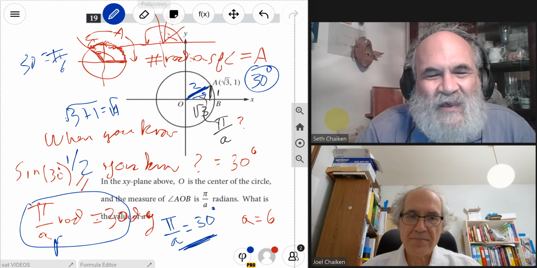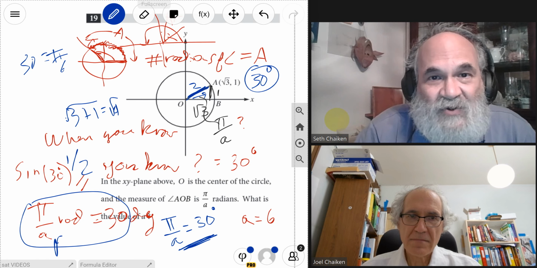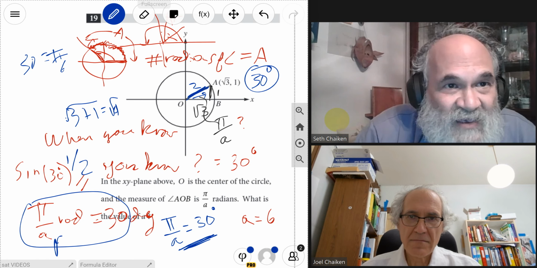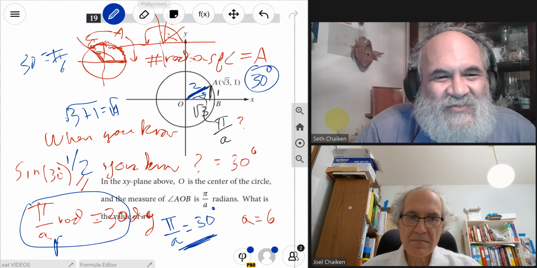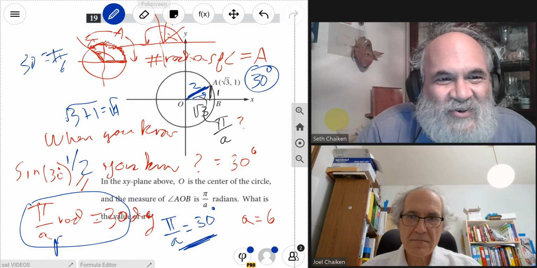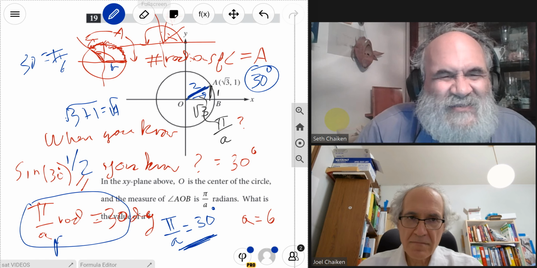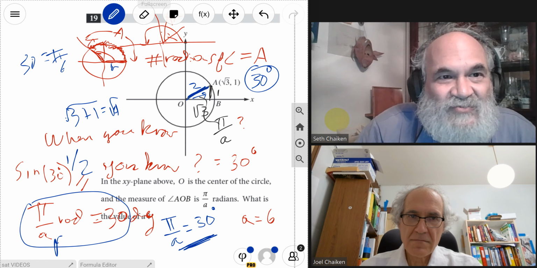To remind people where this is coming from, if instead of the circle being a unit circle, suppose it's a circle whose radius is r, then the distance around the circumference swept through an angle is the radian measure a times r.